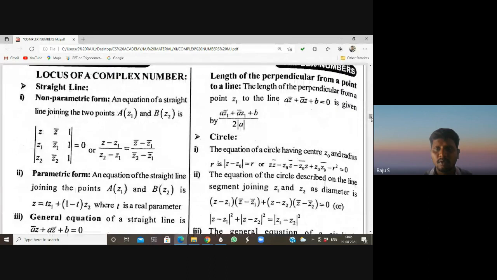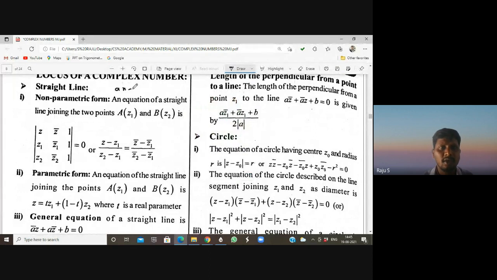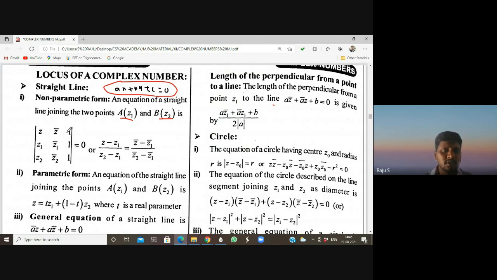Locus of a point, the straight line. Straight line is ax plus by plus c equal to 0. The equation of the line joining the two points A of z1, B of z2 is the determinant with rows z, z conjugate, 1; z1, z1 conjugate, 1; z2, z2 conjugate, 1 equal to 0. So this gives a non-parametric form. And if you expand by taking z equal to x plus iota y, you can simplify all this.